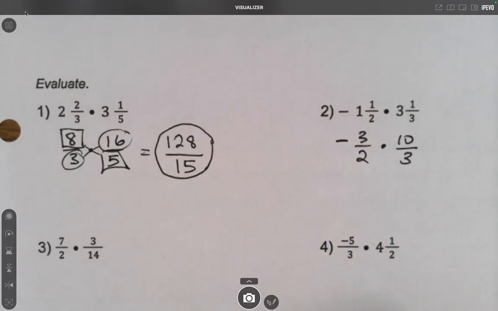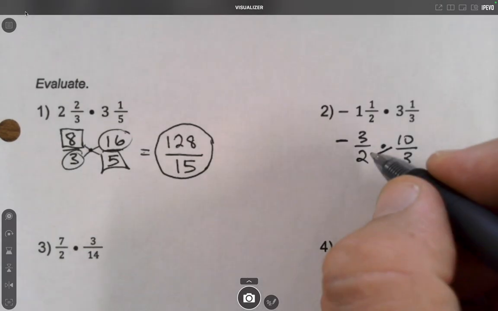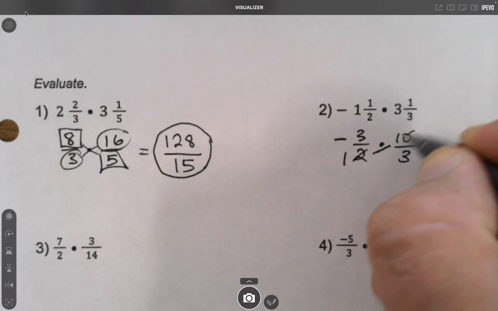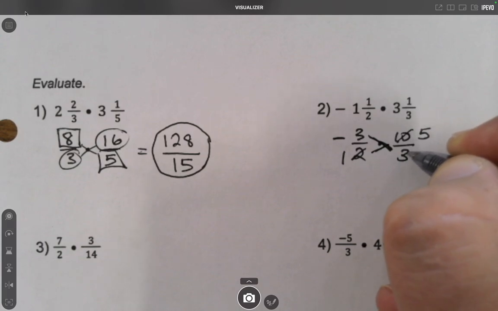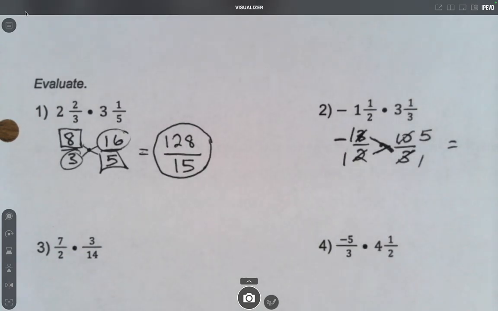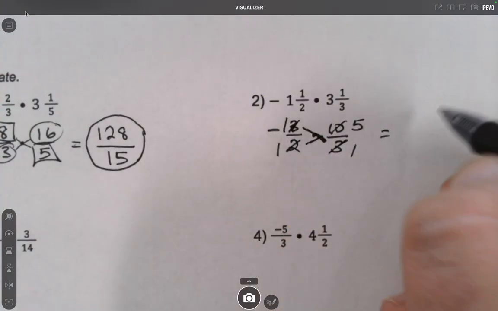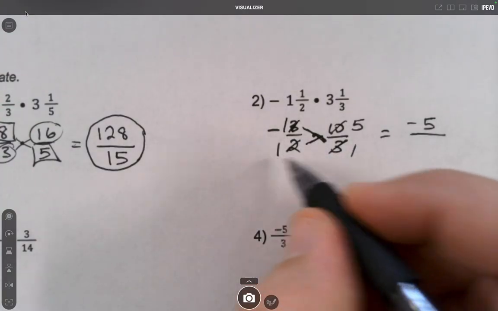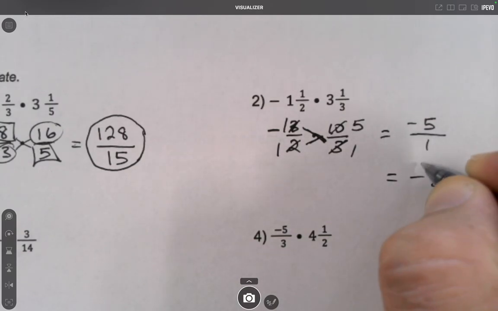Okay, so good. On this one, we will see some cross products that can be simplified or reduced. So we look here at 2 and 10. They're both even. So I can divide this 2 by 2, divide this 10 by 2. Look at these cross products. They're identical. So I can just divide them both by 3. 3 divided by 3 is 1. 3 divided by 3 is 1. So I've now made the problem a whole lot easier by simplifying the cross products. I have negative 1 times 5 on top and 1 times 1 on the bottom. And I mean, you can leave the answer like this, but the better way to write it is just to say negative 5.